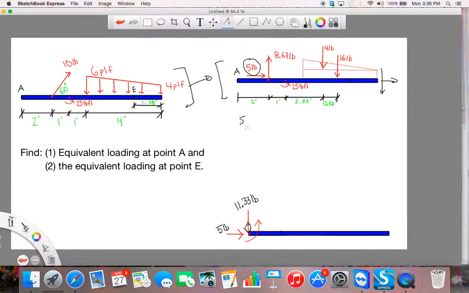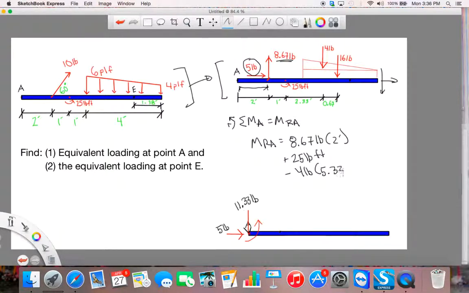So if I sum the moments about A in my upper system, I get some moment resultant at A. Using the right-hand rule to be positive, my moment resultant at A is 8.67 pounds times 2 feet. So it's the perpendicular force times the perpendicular distance, plus 25 pound-foot couple, minus 4 pounds times 5.33 feet, minus 16 pounds times 6 feet. And all of this comes out to be negative 75 pound-foot.